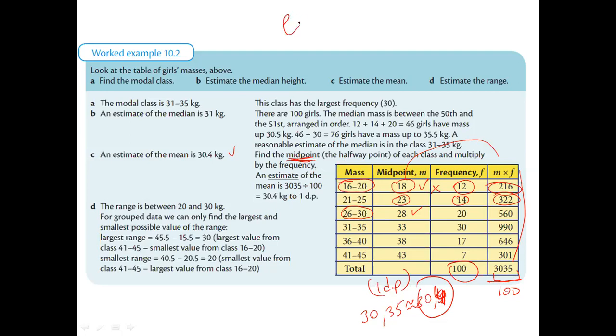And the last one, what was the range? Range was largest minus smallest. How can we find the largest? The largest mass is 45. But how can I write the maximal value? 45.45. Can I write it like this?